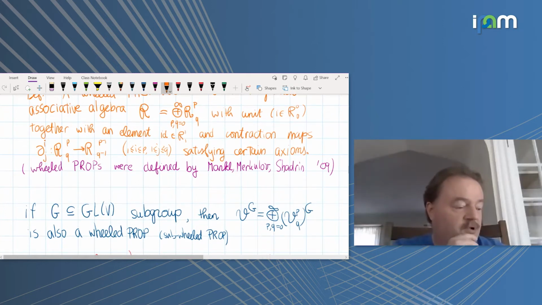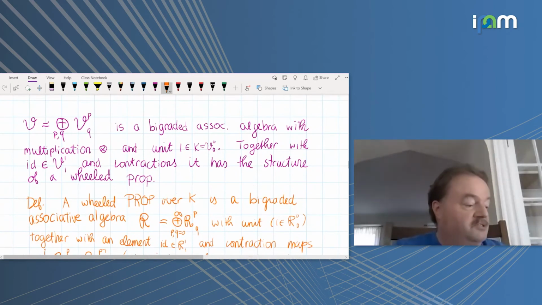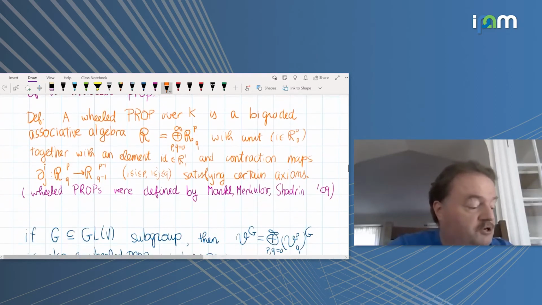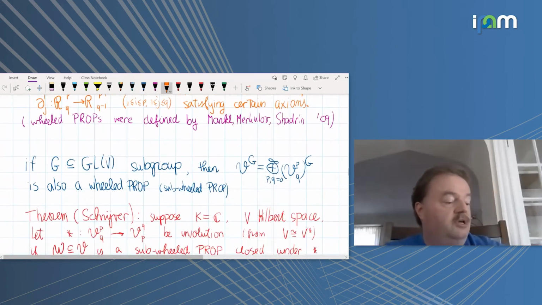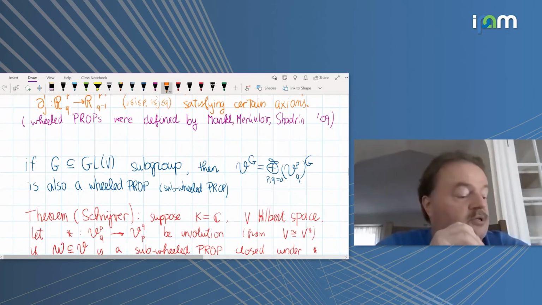So one example that we just saw is, if we take the space of all tensors, for all p and q, then that space has the structure of a wheeled prop. But there are other examples. For example, if I have a subgroup G of GL(V), then I can look at all the G-invariant tensors.